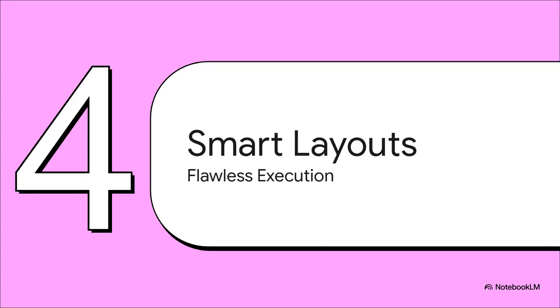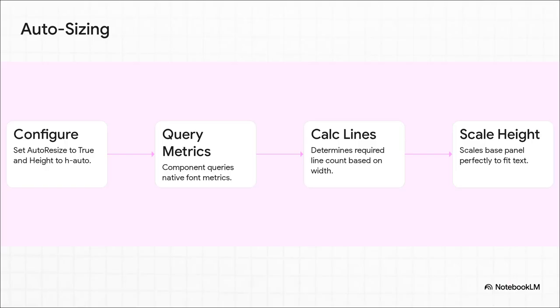All right, let's jump into part 4, smart layouts and auto-sizing. This is all about flawless execution. We all hate dreaded text clipping, right? Well, to avoid that, you just set auto-resize to true and provide a height of H auto. Once you do that, the component totally takes over. Behind the scenes, it queries the native font metrics, calculates the CSS line height, figures out exactly how many lines are needed for your screen's specific width, and then gracefully scales its base panel to perfectly fit the text.